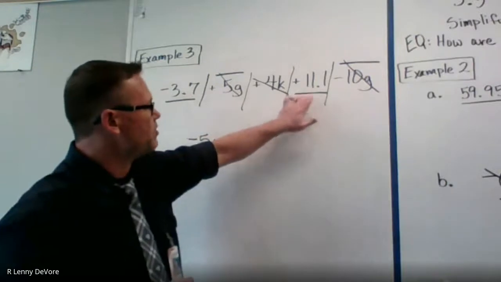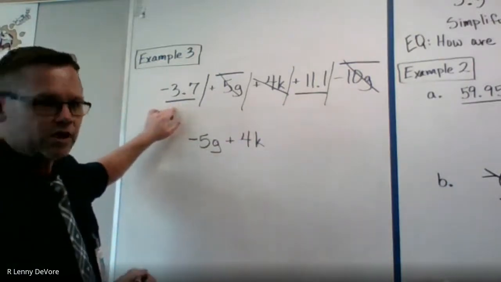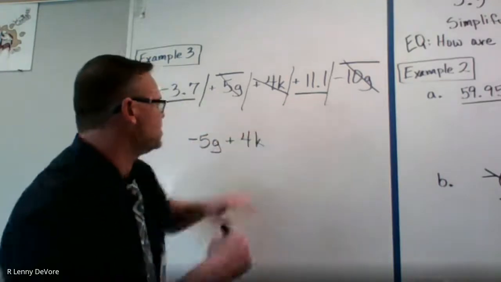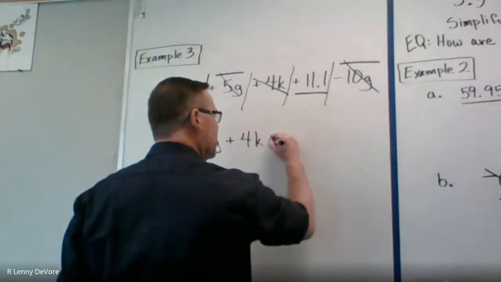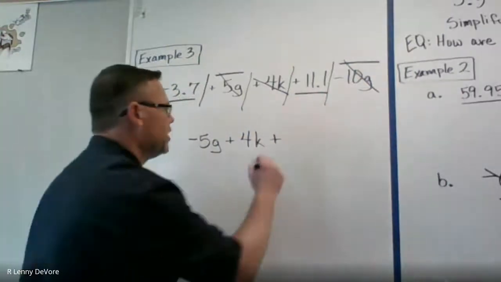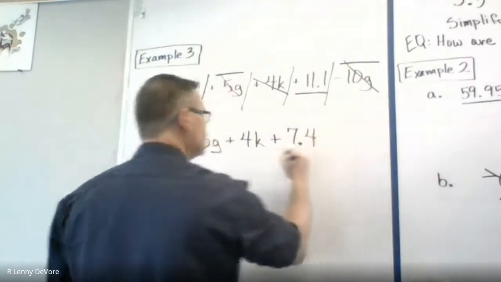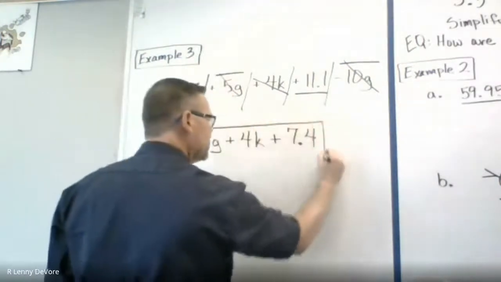Now you have to remember, this is a positive, this is a negative. They're going to be subtracted from each other. The larger one is positive, so my answer is going to be positive. Then I'm going to subtract them, and I end up with 7 4/10. This becomes my answer.